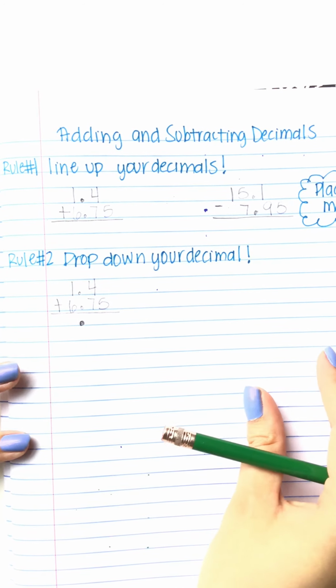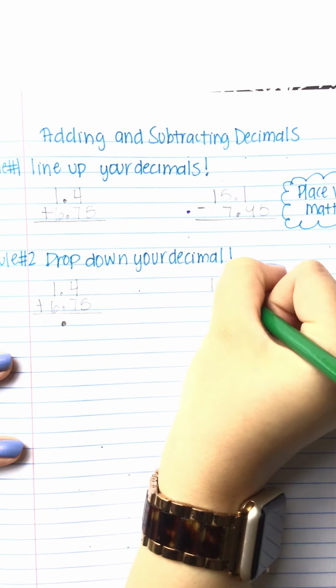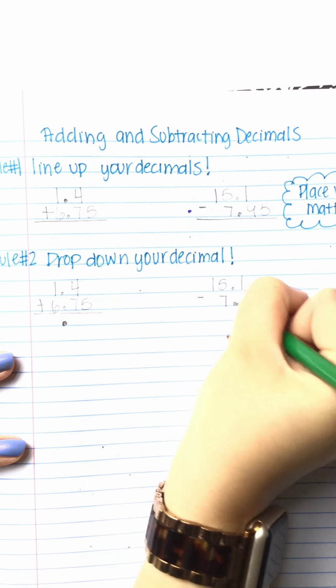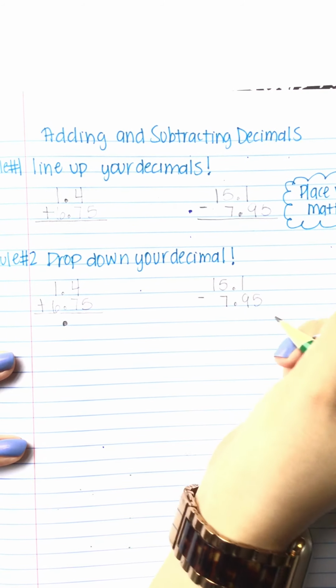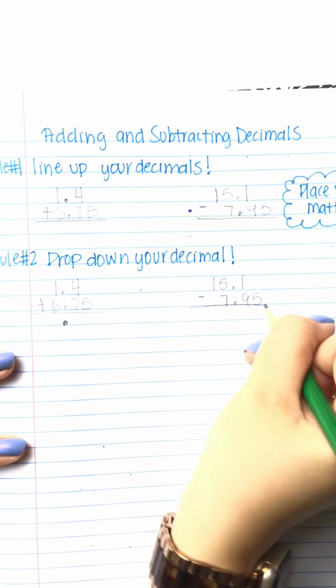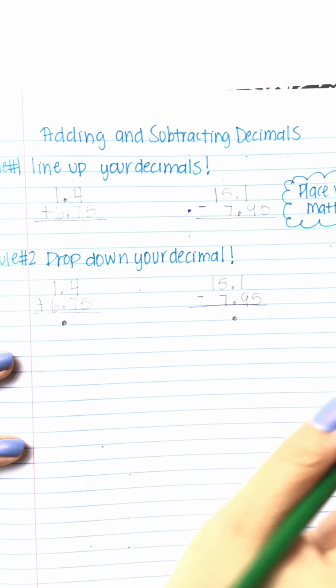The same thing goes with subtraction. I'm going to write 15 and 1/10 minus 7 and 95/100. Once again, step number 1, lined up my decimals. Step number 2, drop down your decimal. Done.